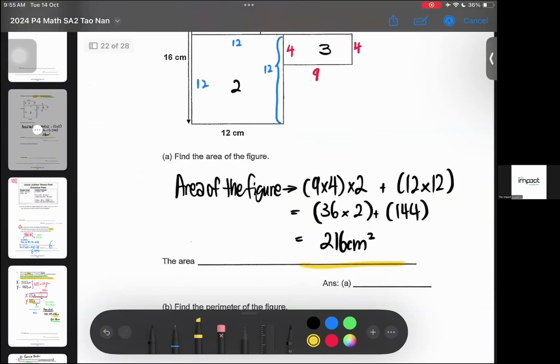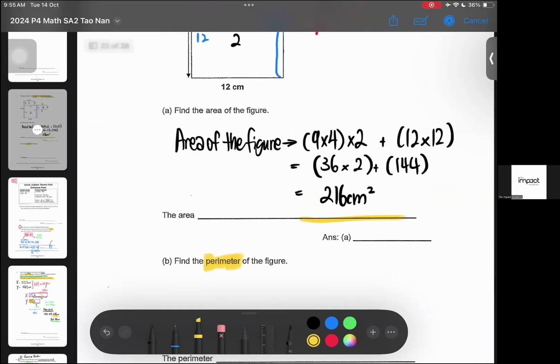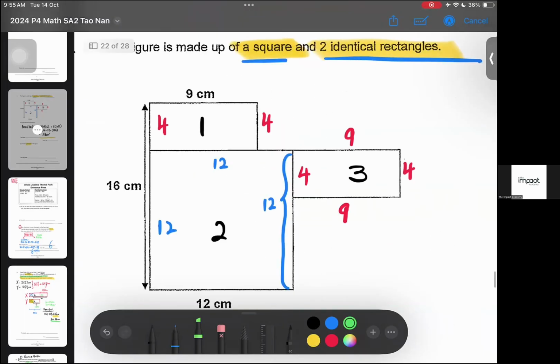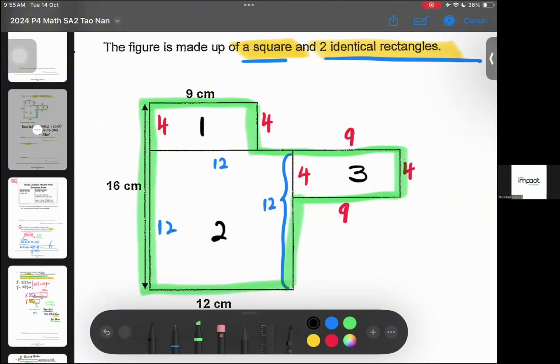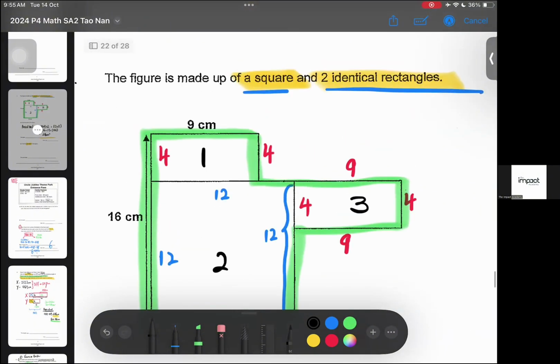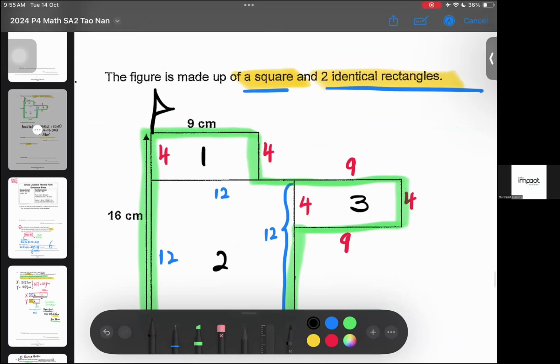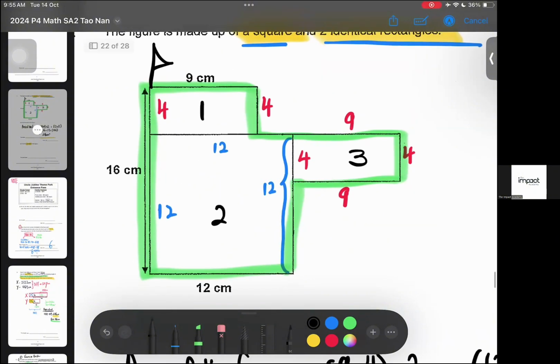Then they moved on to ask us, can you find for me the perimeter? In terms of the perimeter, you always want to make sure you highlight the outside first. I would say the perimeter is quite easy. Let's see whether we have all of the measurements. Maybe the first thing I'll do is draw a flag. Can you all see that I've drawn a flag? Based on the flag, I will start with 9, I will go down to 4.